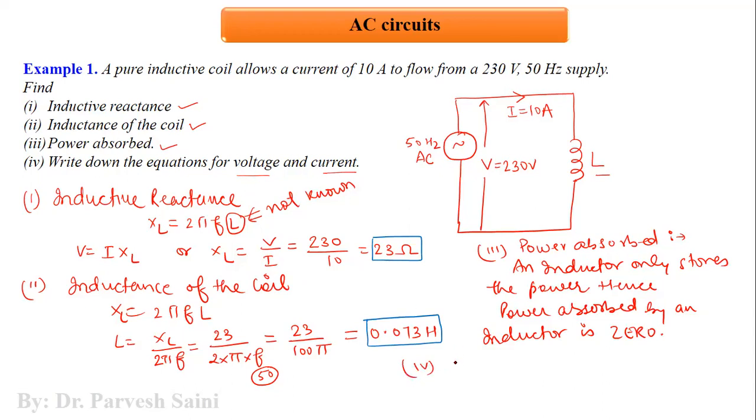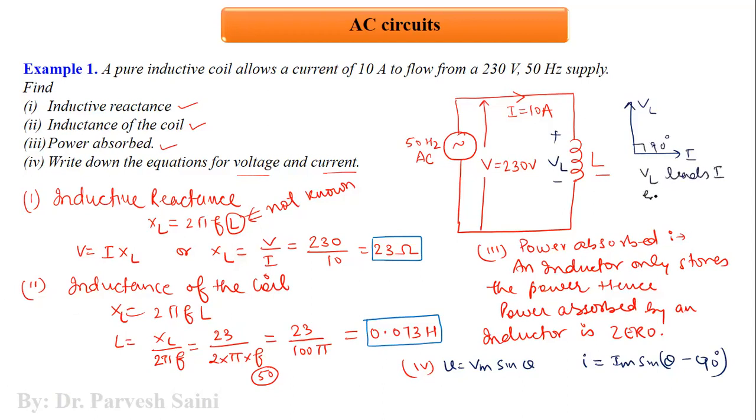Then we come to the fourth point, which is to find the equation for the voltage and current in this case. The equation for the voltage is V is equal to Vm sine theta, and I is equal to Im sine theta minus 90 degree. Why 90 degree? Because the current lags the voltage VL, the voltage across this inductor, by 90 degree. Or we can also say that VL leads I by 90 degree. Both statements are true.